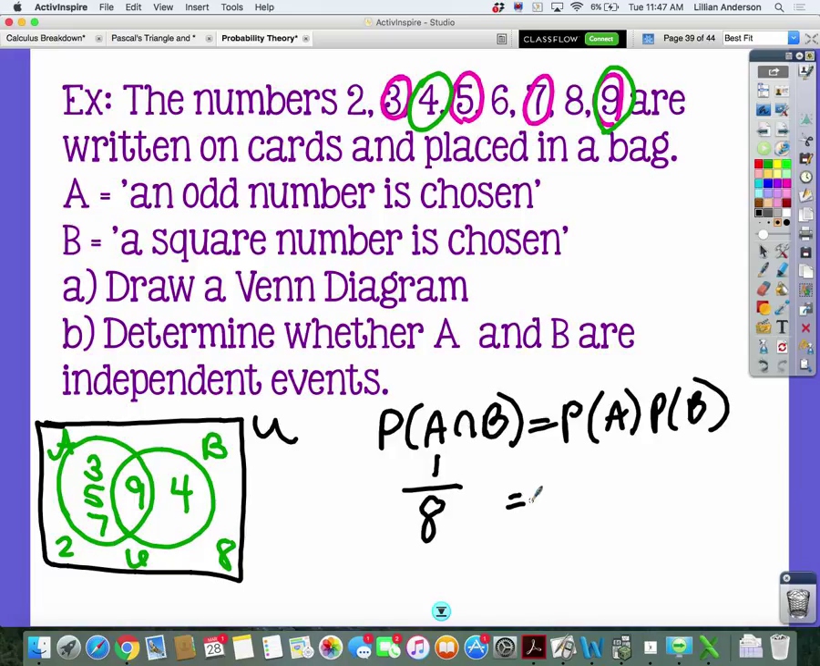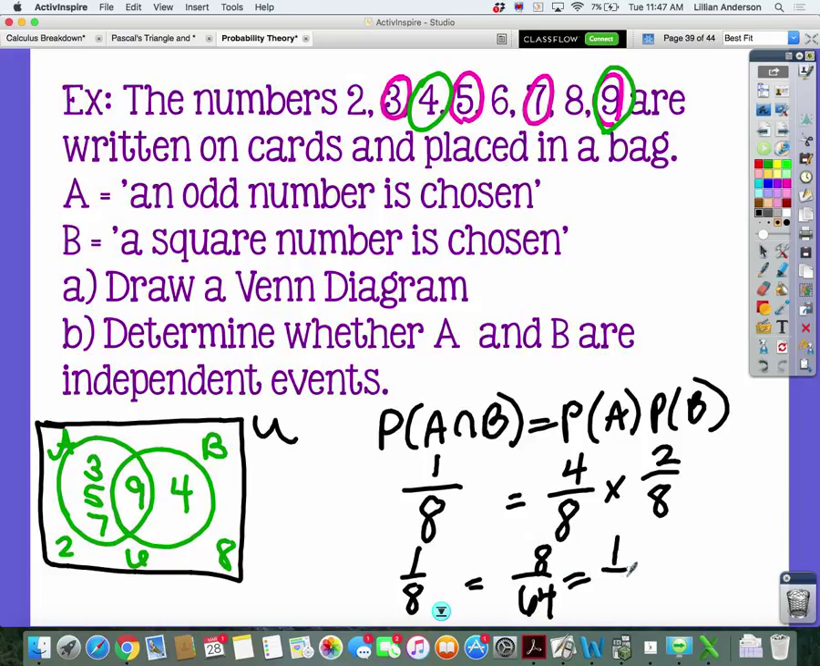A, how many are in A? Not just A, but A total. There's 4 out of 8. That's the probability of getting a number from bubble A. What about B? What's the probability of B? 2 out of 8. Okay? So, I need to see if 1/8 does indeed equal 4/8 times 2/8. When you multiply these, what do you get? You get 8 over 64, which is indeed 1 out of 8.